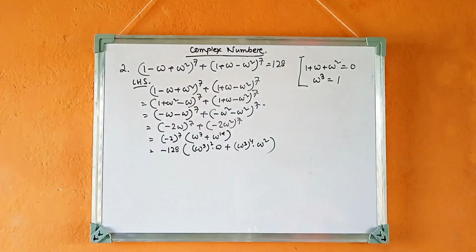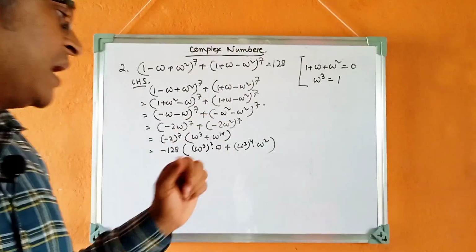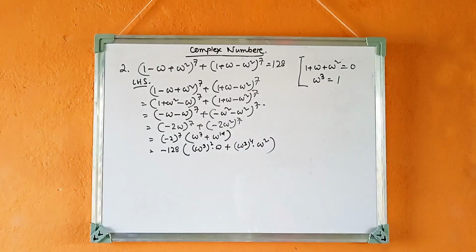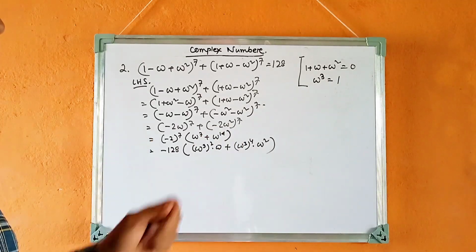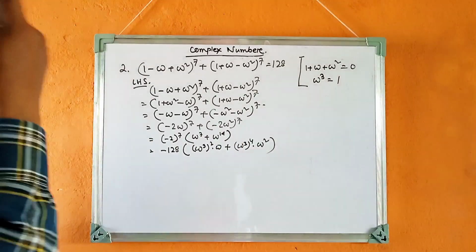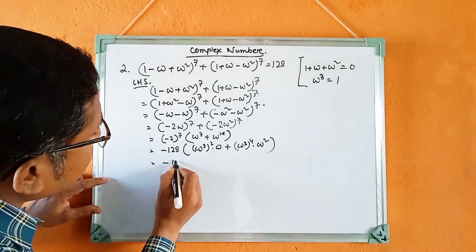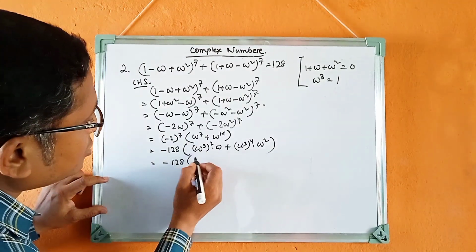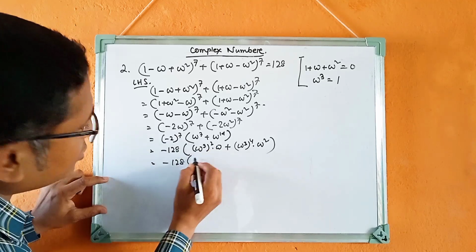We get omega square, omega to the power 7 plus omega to the power 14. That is omega cube to the power 4, that means omega to the power 12 into omega square. That is omega to the power 14. Okay. Now see, minus 128 into omega cube means 1, 1 whole square, that is 1.